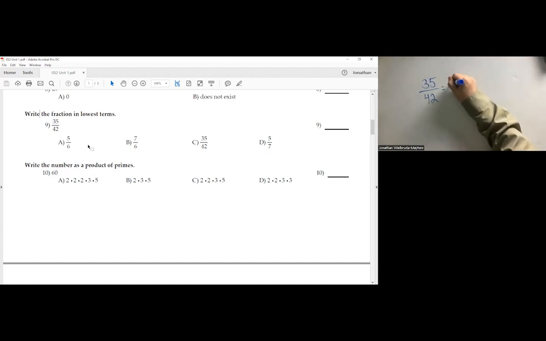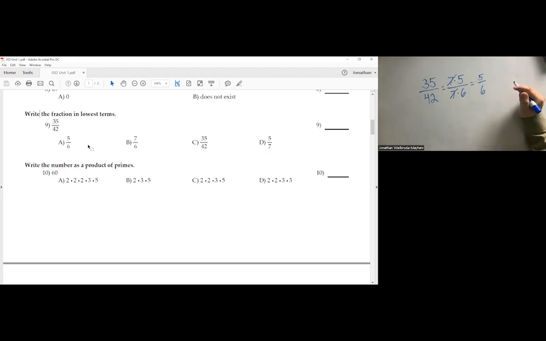And remember, we can write it as 7 times 5 over 7 times 6, cancel the 7s. Really, it's doing it the same way. We're dividing by 7, we're canceling a factor of 7. Or you could have gone with prime factorizations.